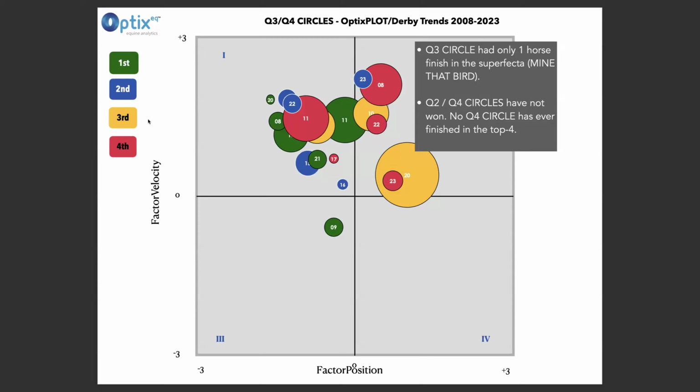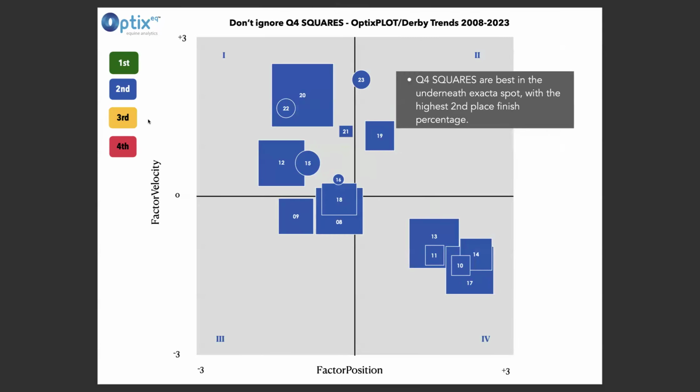Okay. The last point is that you don't want to ignore Q4 squares. Again, squares are horses that are closing late, and from the number of starters and the number of times they finish second in the exacta, they have the highest percentage of all shapes and sizes and quadrants. So Q4 squares are the best underneath in the exacta spot. And sometimes you get a really pricey horse. So when the plot comes out, look for quadrant 4, look for squares. Maybe there's some other handicapping angle you like on a horse, and if he's a square in quadrant 4, could be a nice exacta.